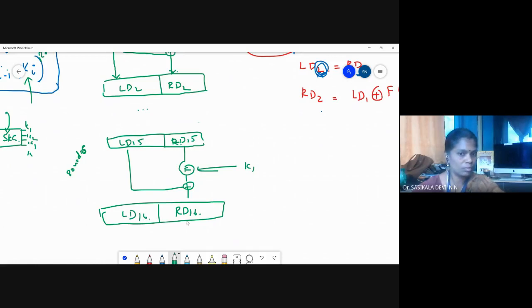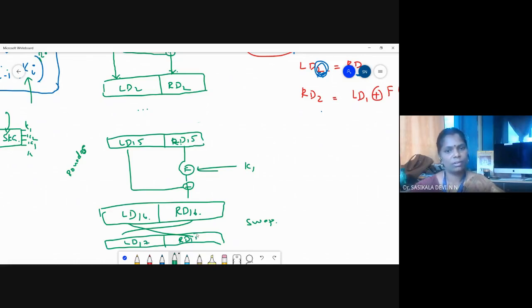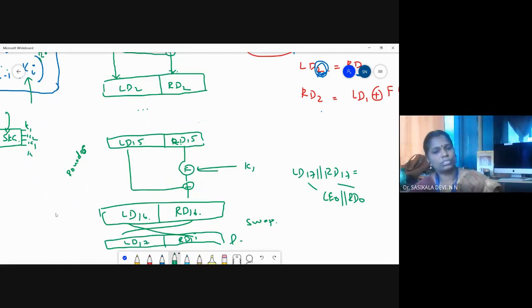But don't forget to do one thing. Final swapping is required. Otherwise you will get swapped output. So this is the actual final swapping. After final swapping, you will get LD17 padded with RD17. Actually, this LD17 padded with RD17 is equal to LE0 padded with RD0. So this is for the Feistel structure decryption process. Feistel structure encryption process and Feistel structure decryption process.